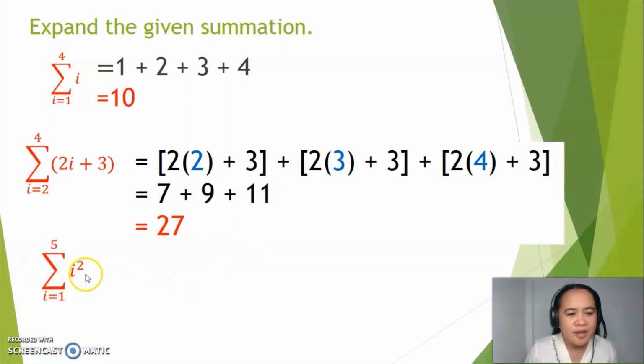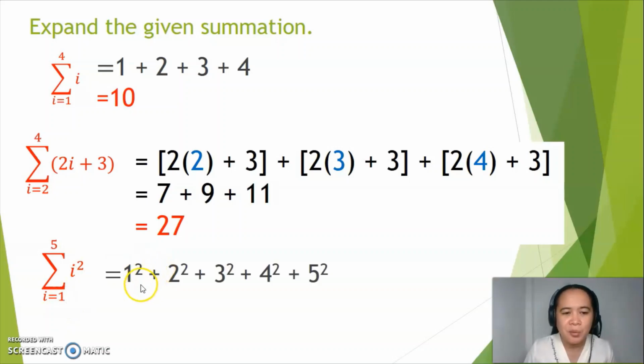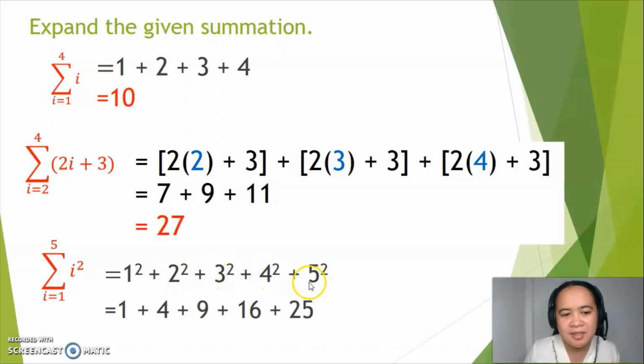Another, summation of i squared, where i starts from 1 until 5. So this would be 1 squared plus 2 squared plus 3 squared plus 4 squared plus 5 squared is equal to 1 plus 4 plus 9 plus 16 plus 25, or this is equal to 55.